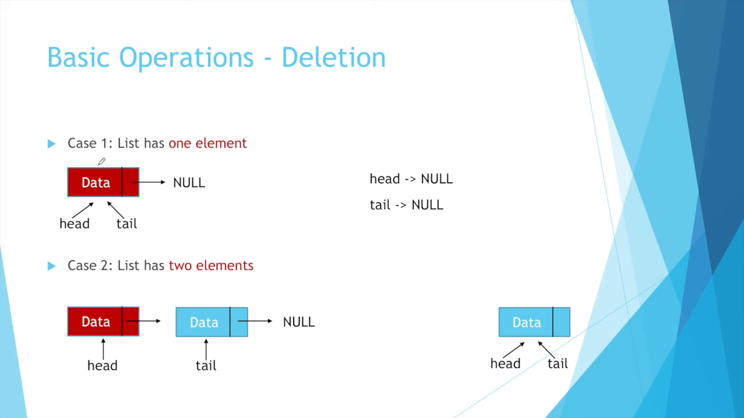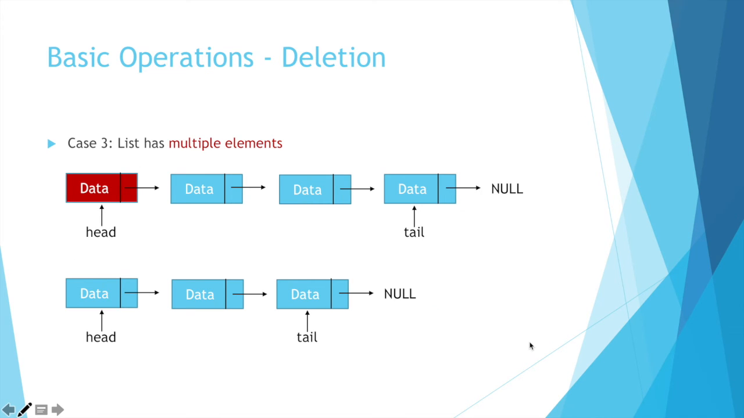In case one, the list has just one element. So head and tail both point to that element, and the state after deletion should be that head is null and tail is null. Next, the list has two elements and we want to delete the first element. Head is the first element, tail is the second element, and the expected state is that there's only one element, and head and tail both point to that element.